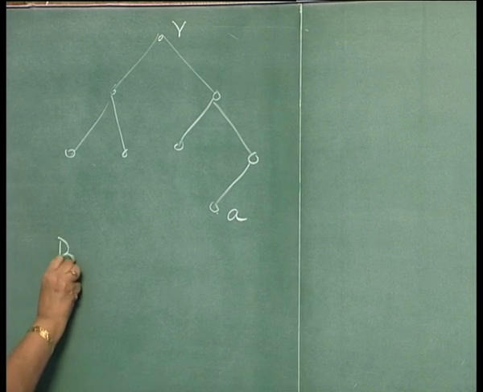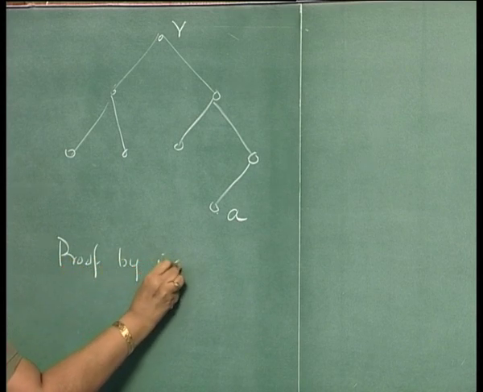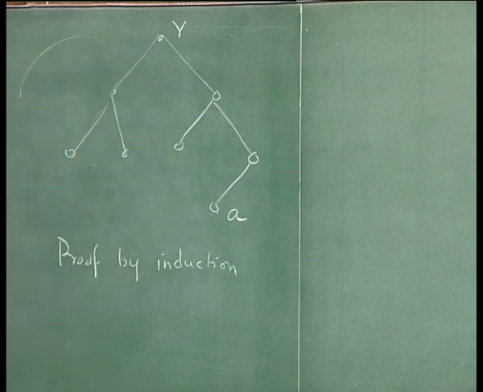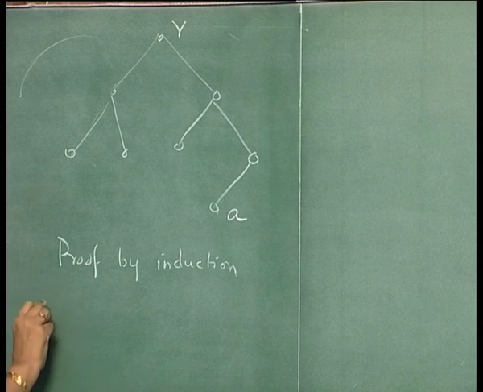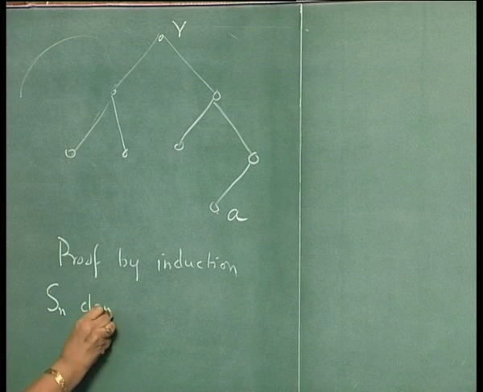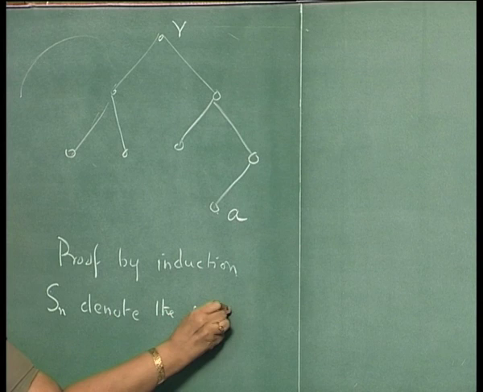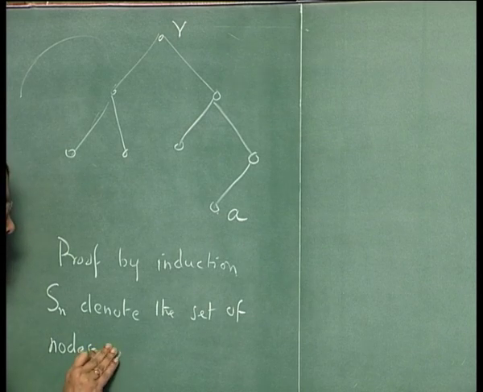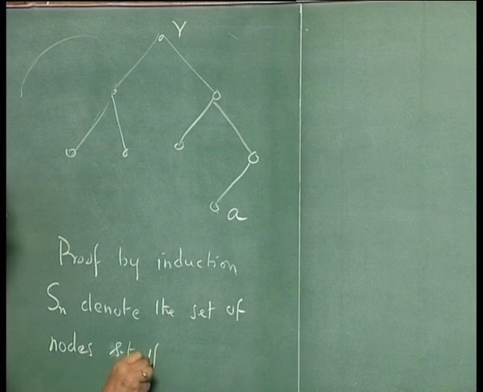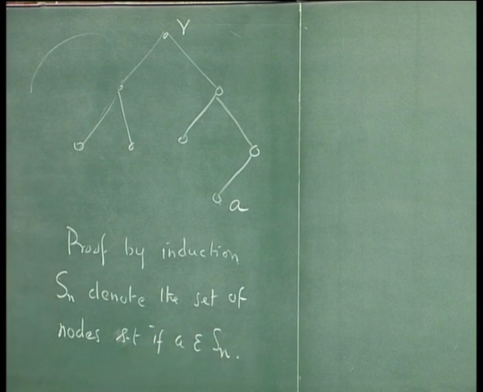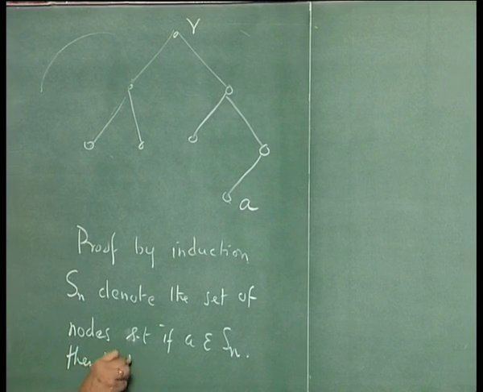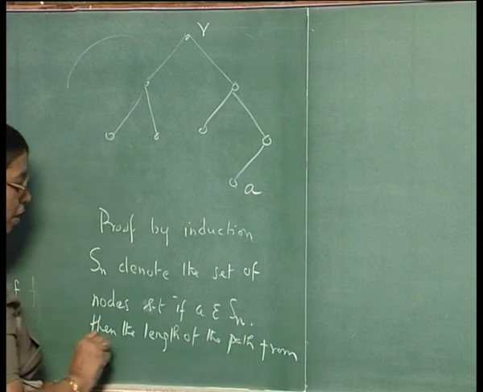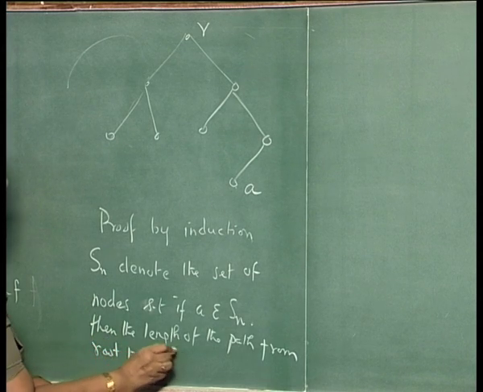You can prove by induction. You have a tree, say some tree like this, it is only a small tree I have drawn, but generally any tree, and let Sn denote the set of nodes such that if A belongs to Sn, then the length of the path from root to A is less than or equal to n.